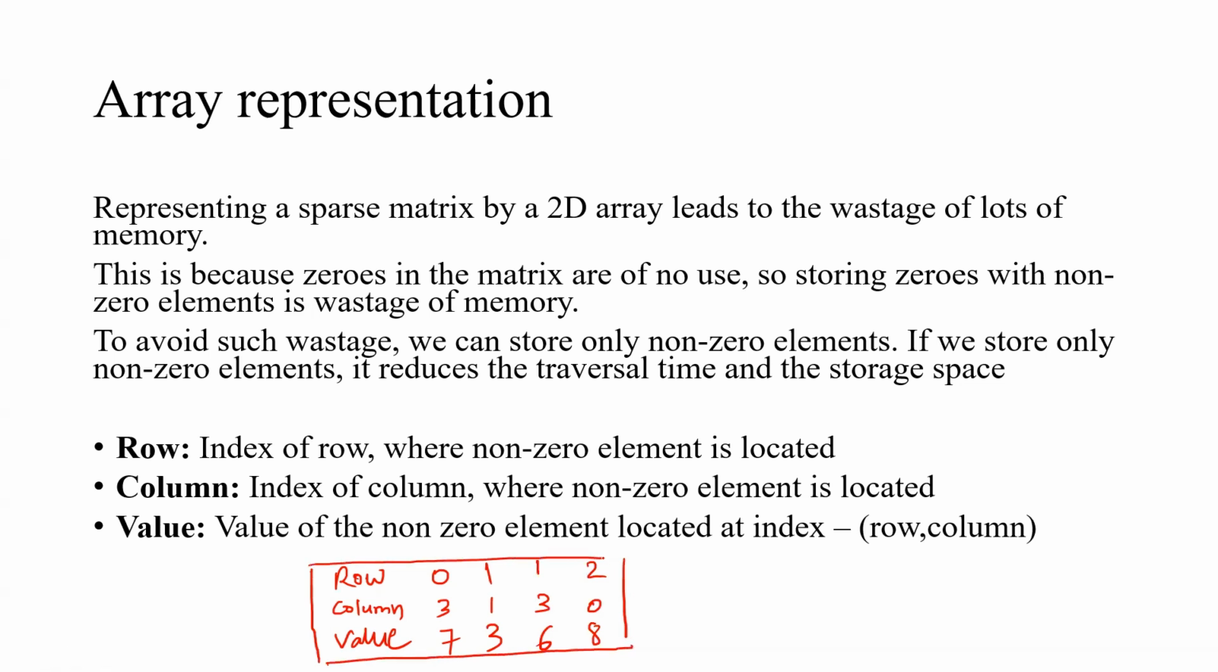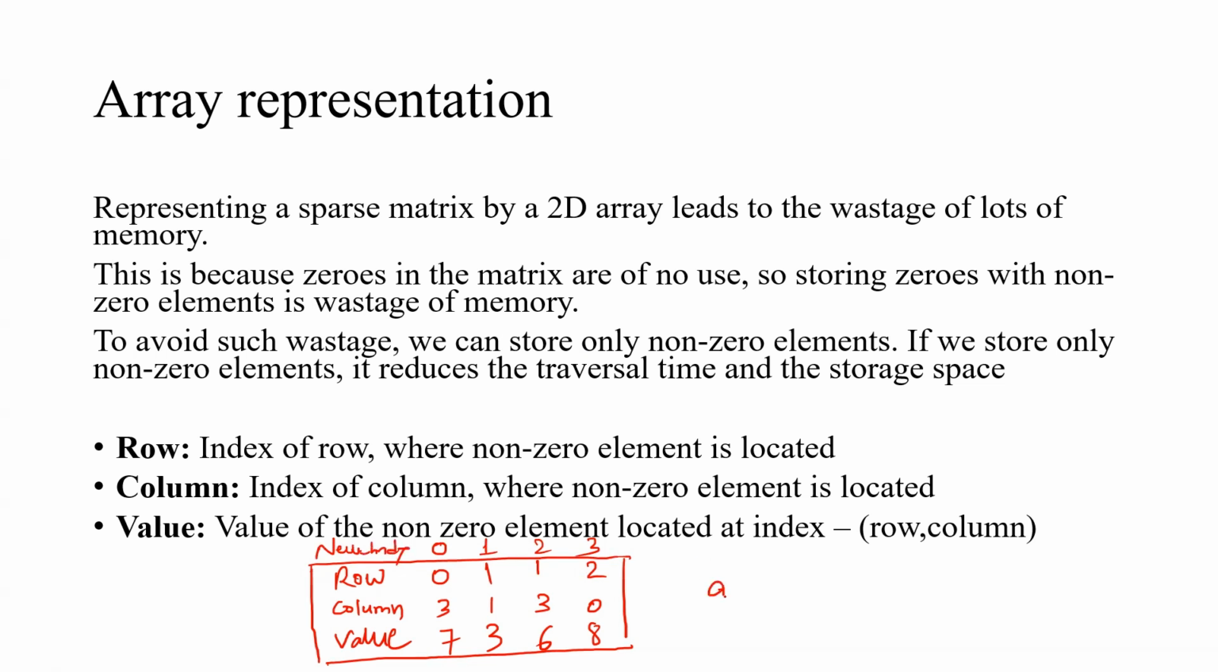Now, if you want to represent this matrix in the form of a 1D array, I will make a new index like 0, 1, 2, 3. This new index will be your one-dimensional array now.